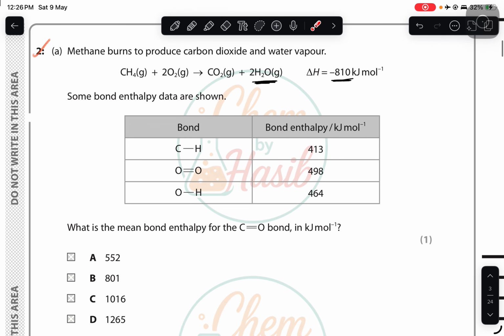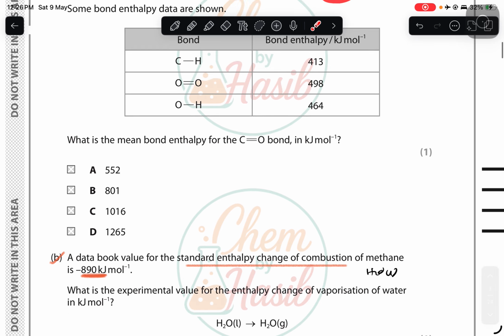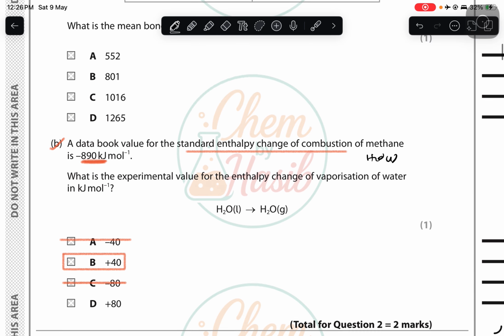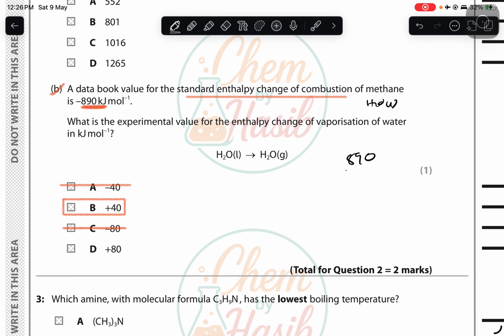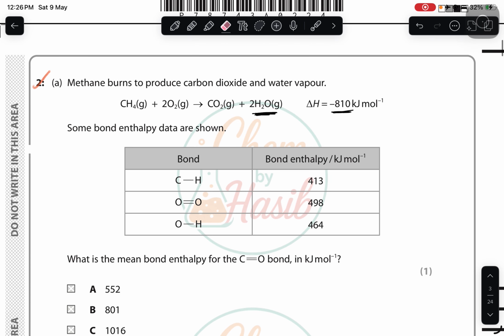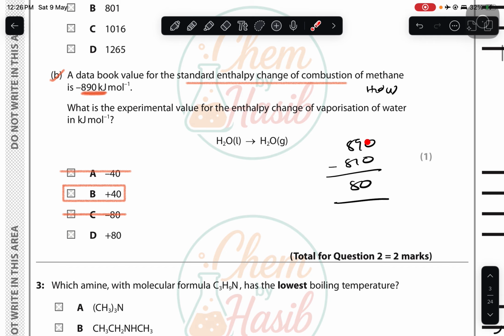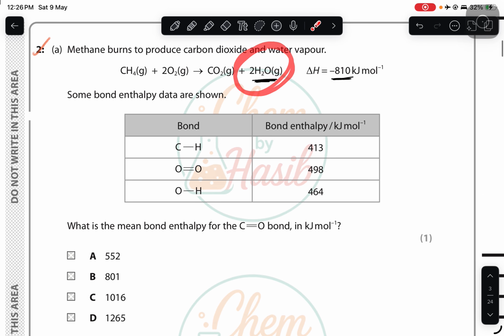So what we do here, basically, is find the difference between 810 and 890. The difference between 890 and 810 is 80 kilojoules, but 80 kilojoules is not the answer, because these energy changes, 890 and 810, were for 2 moles of water formed. See, in the question, in the balanced equation, water formed is 2 moles, right?